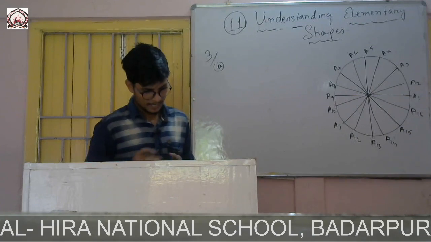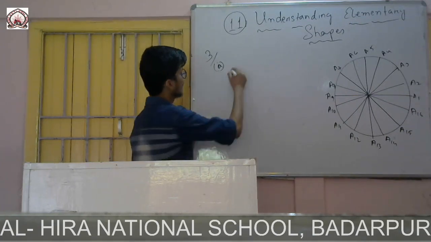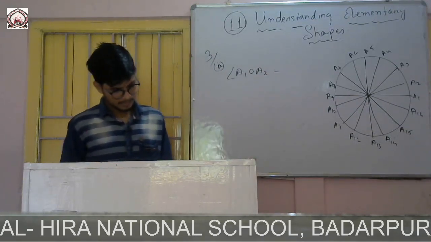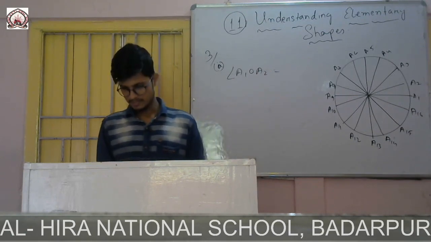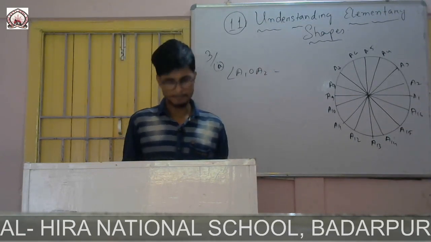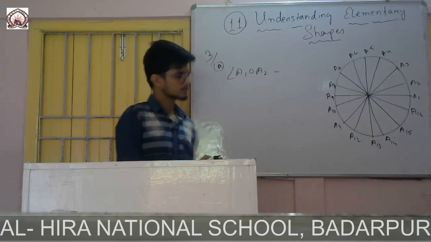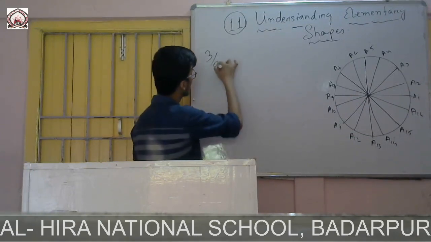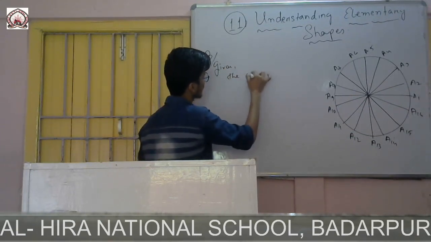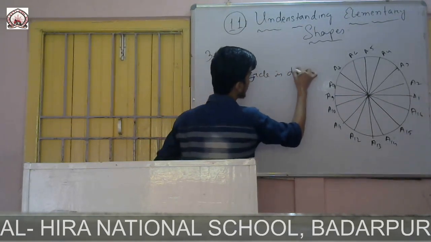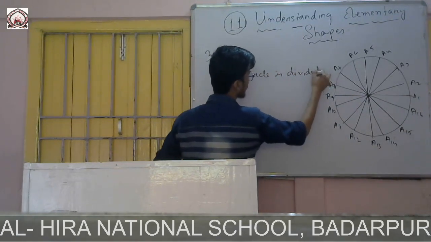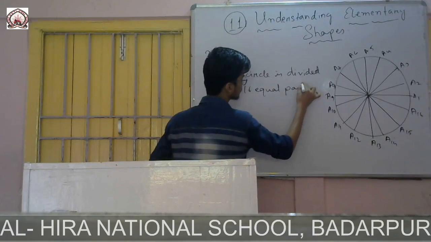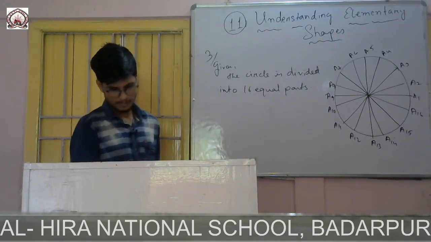The question is to find angle A1OA2, where the circle is divided into 16 equal parts. Before starting this question, write one line: given the circle is divided into 16 equal parts. That means all the parts are equal.